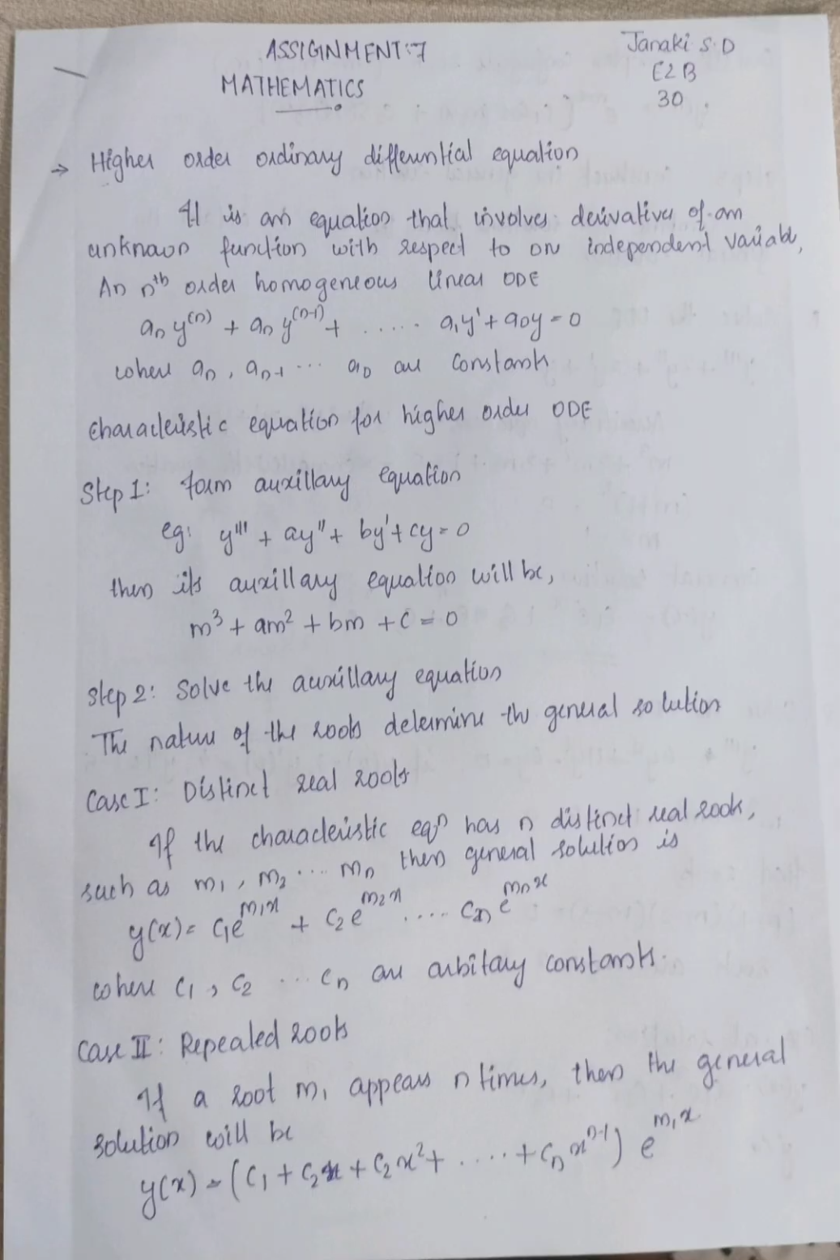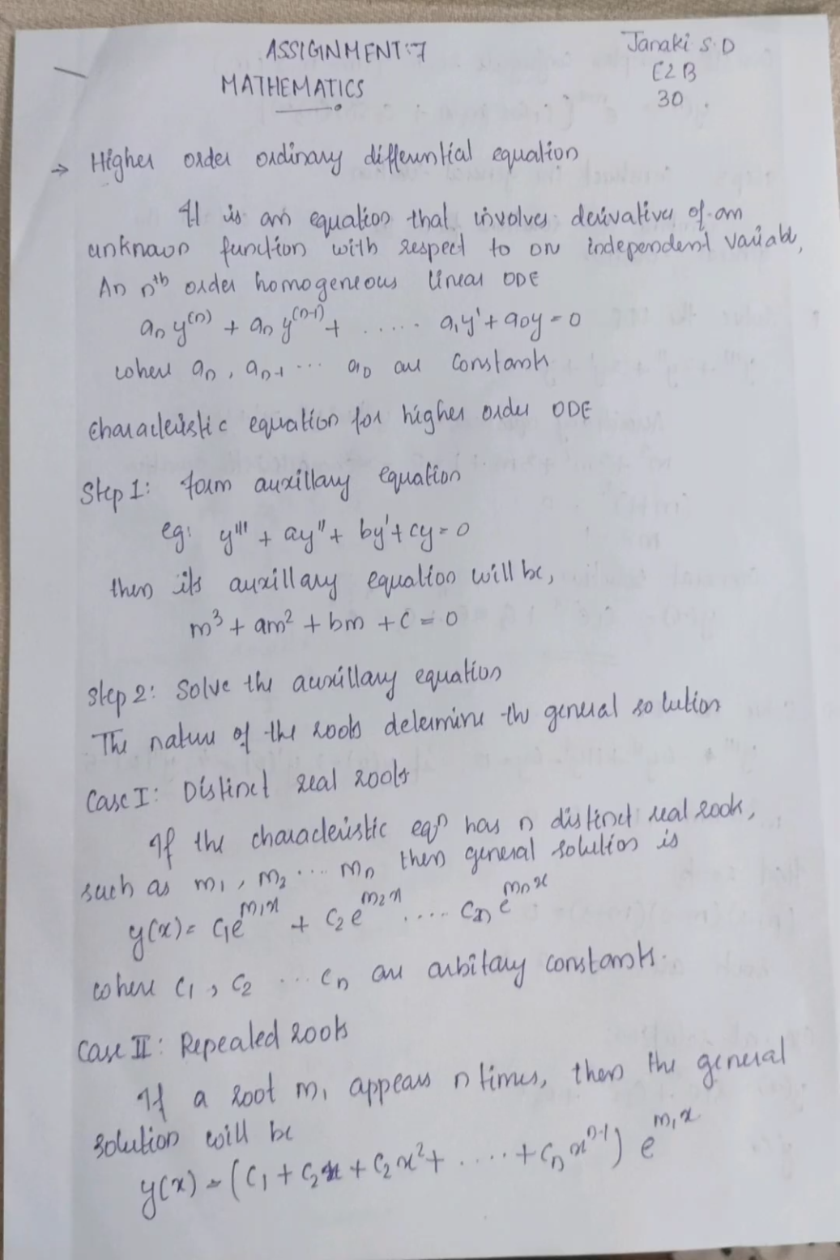Step 1. Form the basic equation. For example, y''' + a y'' + b y' + c y = 0. Then its auxiliary equation will be m^3 + a m^2 + b m + c = 0. Step 2. Solve the auxiliary equation. The nature of the roots determines the general solution.